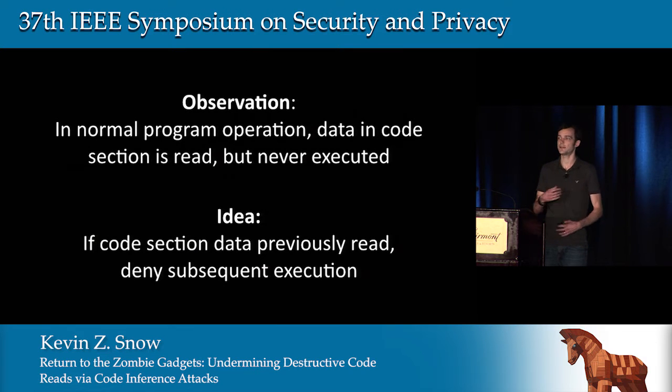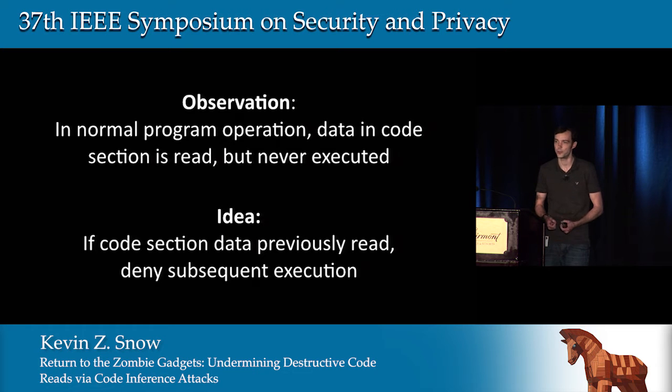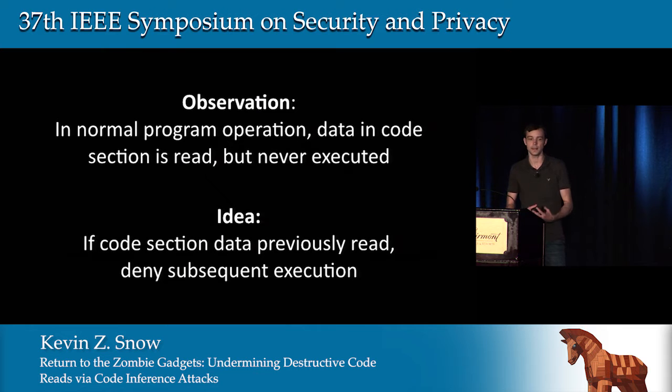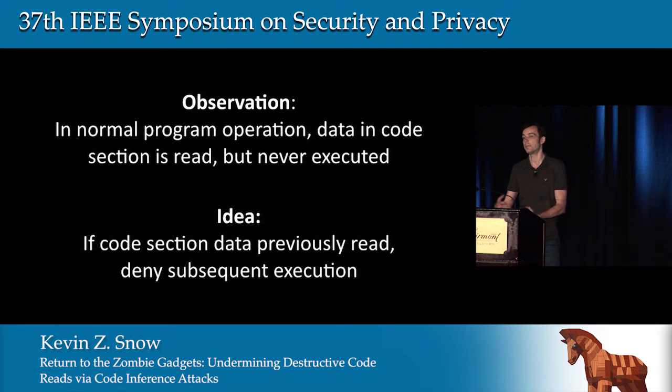So we went down this path of trying to figure out a mitigation that takes into account this problem of mixed code and data. We made the observation that in normal program operation, data in the code section is read, but it should never be executed after it is read, because it's either data or it's code in normal benign program execution. So the idea we had is maybe we can come up with some policy where if code section data is previously read, then we want to deny the subsequent execution of any bytes that were read.